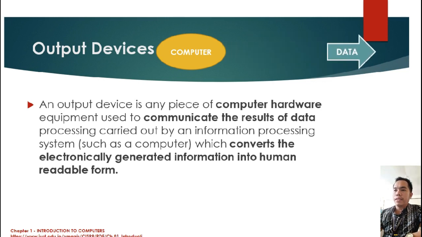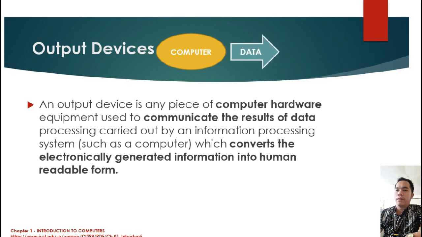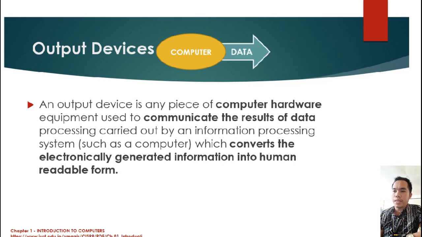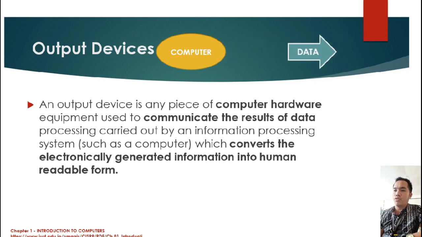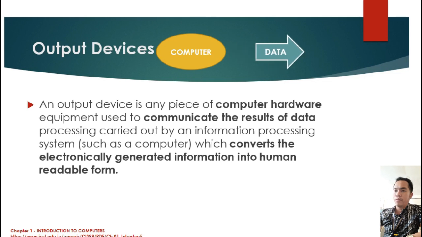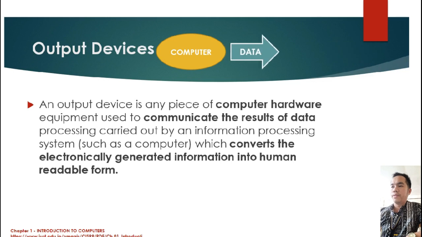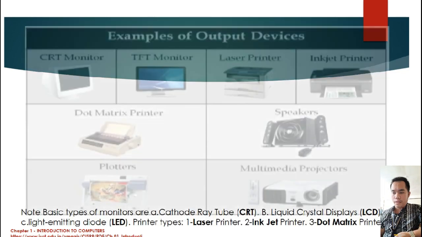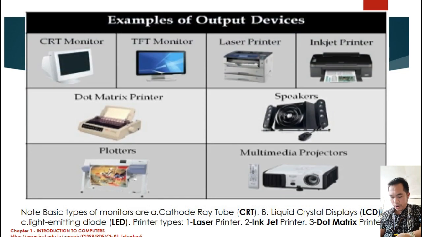Okay? An output device is any piece of computer hardware or equipment used to communicate the results of data. So converts the electronically generated information into human readable form. So, pagtapos ka na sa project mo, it's now time for you to print using a printer. So, yun yung mga output devices. So, what are those output devices? These are the examples of output devices: the monitor, the printer, all types of printer, the plotters, projectors, the LCD projector panels, computer microfilm, speaker.